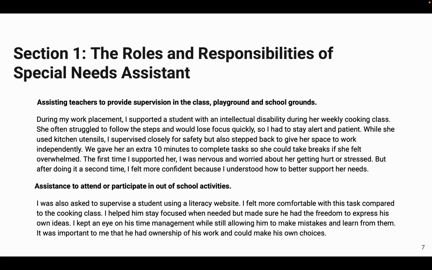I was also asked to supervise a student using a literacy website. I felt more comfortable with this task compared to the cooking class. I helped him stay focused when he needed, but made sure he had the freedom to express his own ideas. I kept an eye on his time management while still allowing him to make mistakes and learn from these mistakes. It was important to me that he had ownership of his work and could make his own choices.